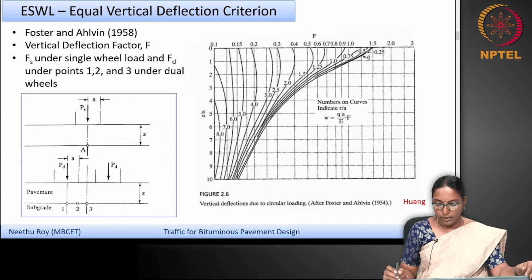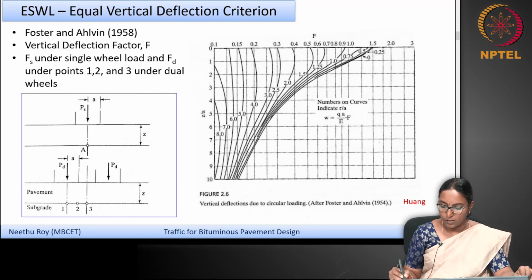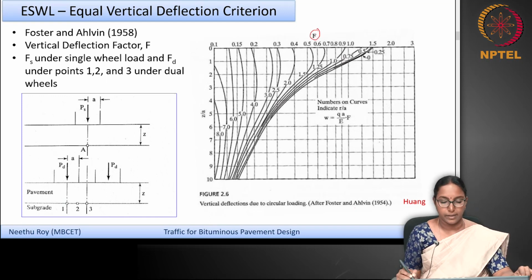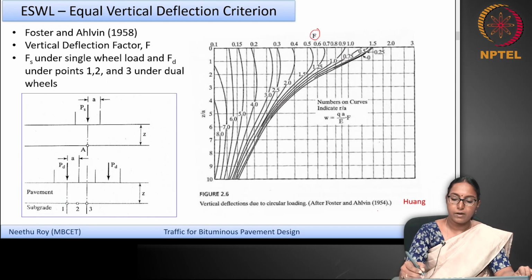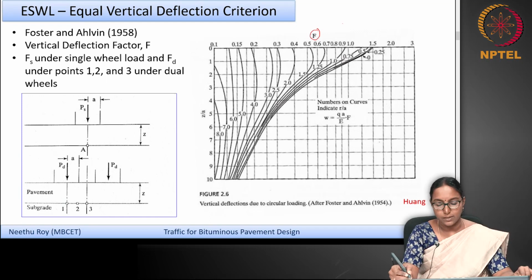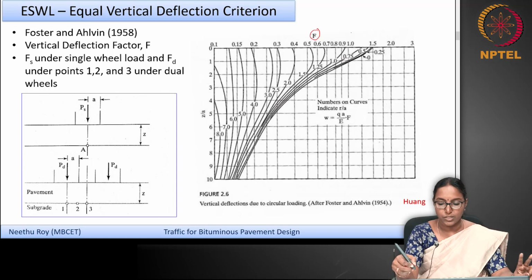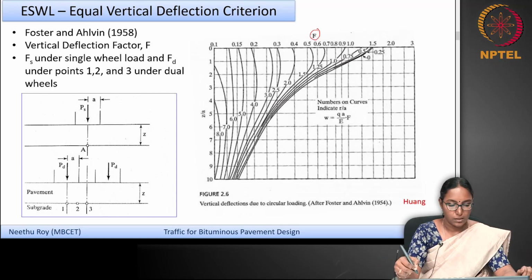This is a chart you are familiar with again. This is the vertical deflection factor F for different depths as per Foster and Ahlvin, taken from Huang. So you can get the vertical deflection factor for the single wheel as well as the dual wheel, from which the vertical deflections can be estimated, and the expressions for vertical deflection can be equated to find the equivalent single wheel load.